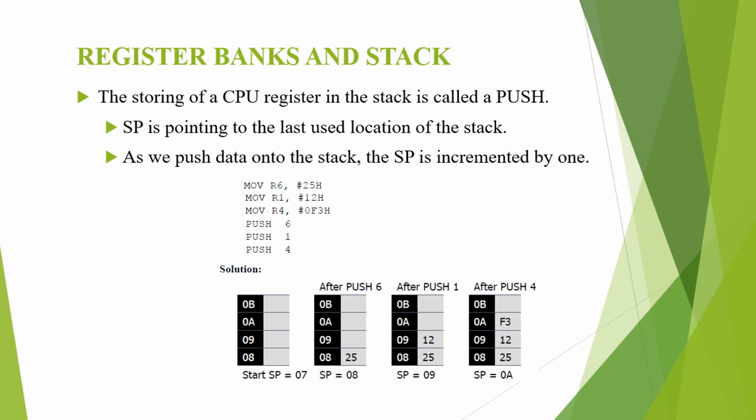Now push 4 means the content of register R4, that is 0F3H, will be moved to the location which is currently pointed to by the stack pointer. So F3H will be moved to location 0AH. This way the content is moved to the stack from the registers, and the stack pointer register value will be incremented. After the code is executed, the stack pointer will be pointing to location 0BH for the next set of instructions which will be executed.